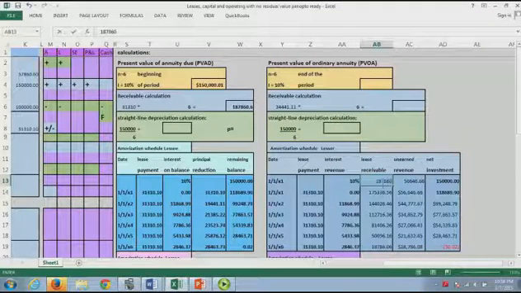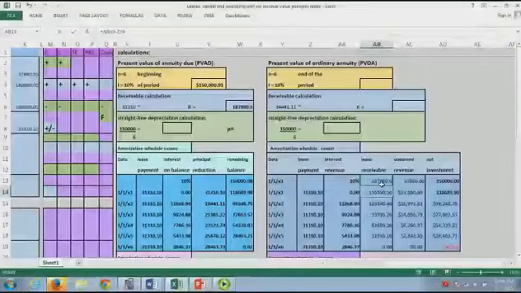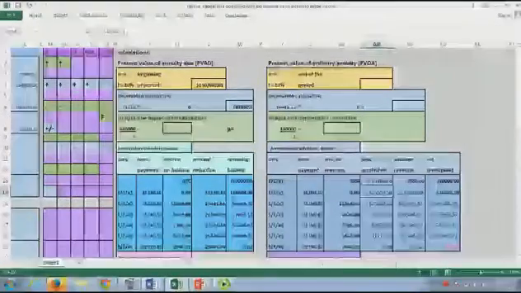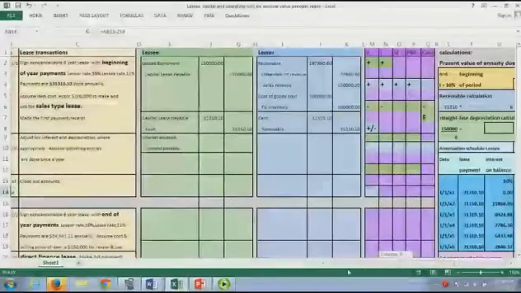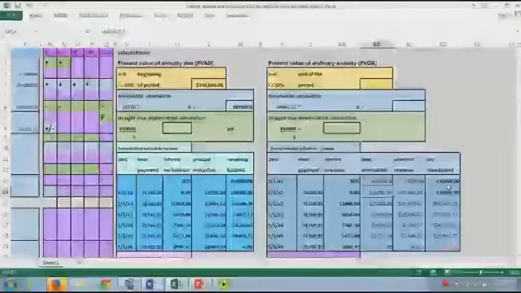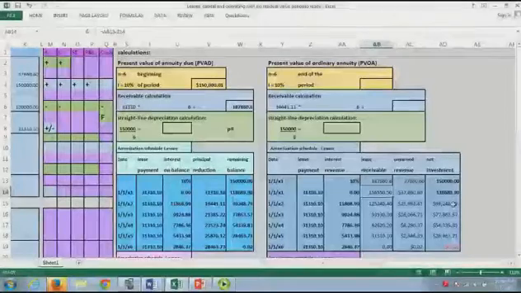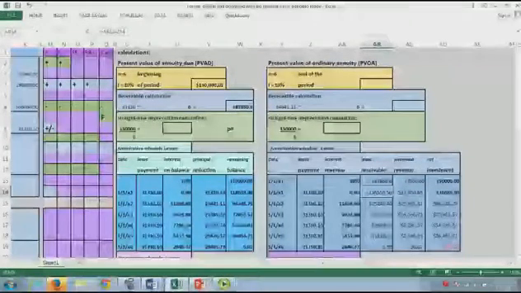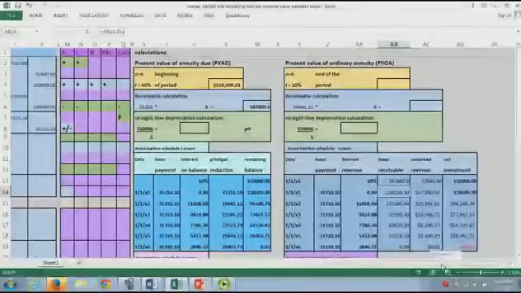187,860.6. The unearned interest should be the 37,860.60. Okay, that looks all right. And then you've got the net. Okay, I think this works out. I'm not sure why that was different, but who knows.